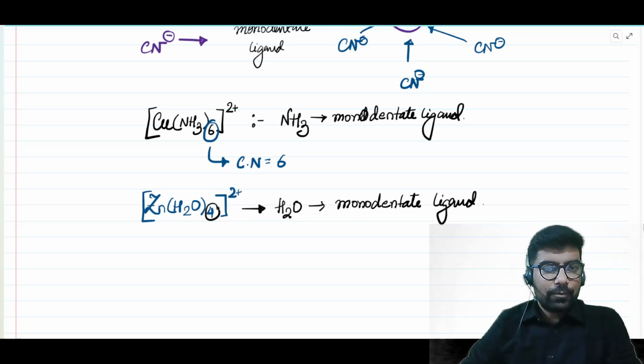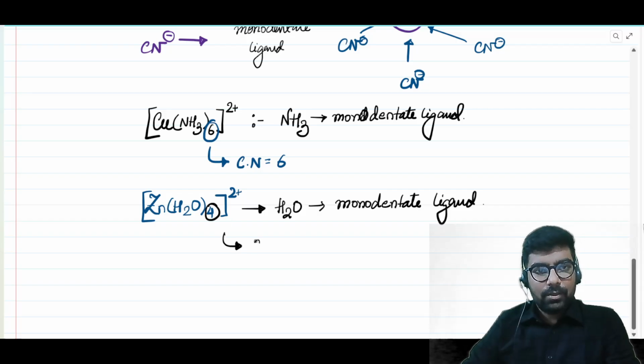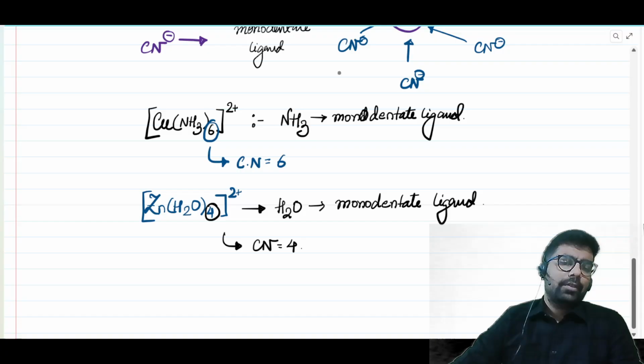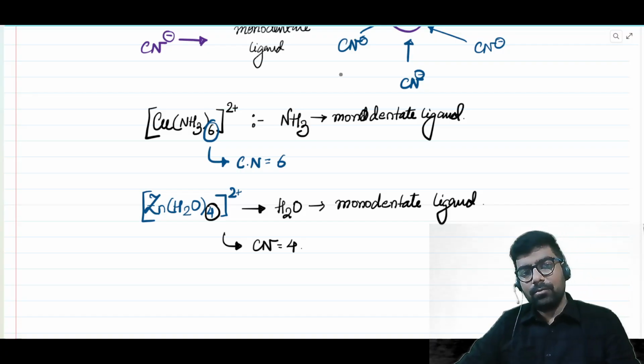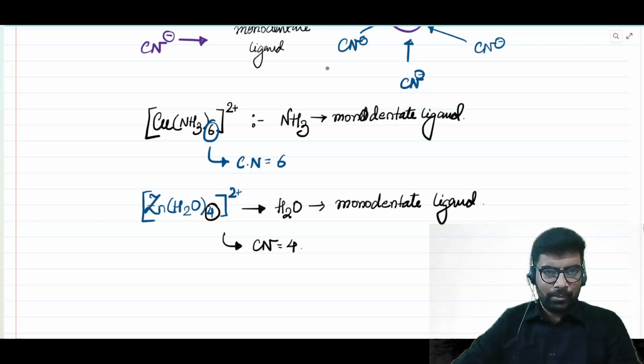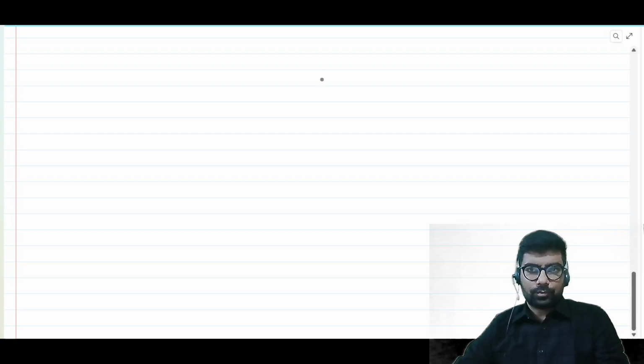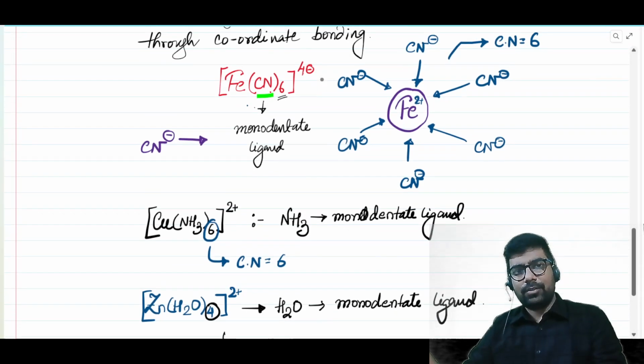How many ligands are there? 4. So the coordination number will be 4. All the examples we have taken so far are examples of monodentate ligands. Let's try out some bidentate ligands also. I think you all are clear with this one.